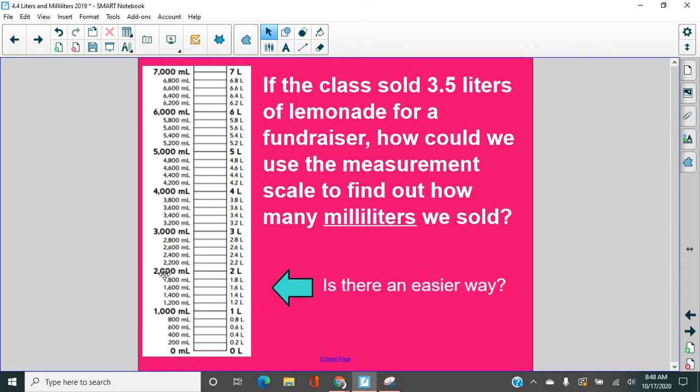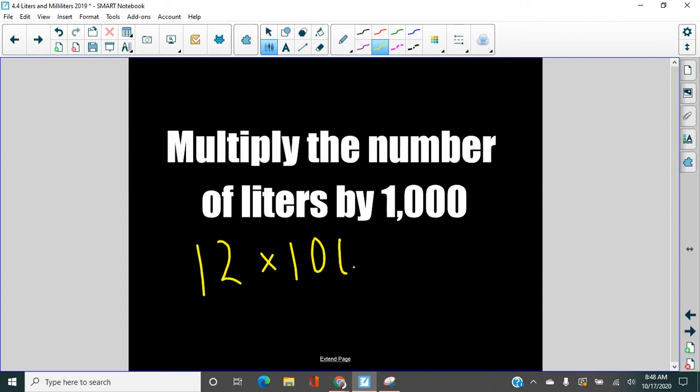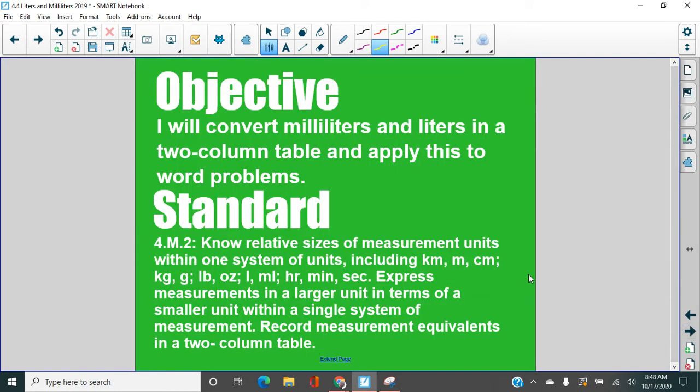How would we convert 4 to 4,000? I'm going to give you a hint. We're going to multiply. What are we going to multiply by? We are going to multiply by 1,000. So think about that. If you have 12 liters, well, 12 times 1,000. So we cross off the zeros. 12 times 1 is 12, and we'd have 12,000 like that. So multiplying times 1,000 is our conversion here, and that's what we're doing.